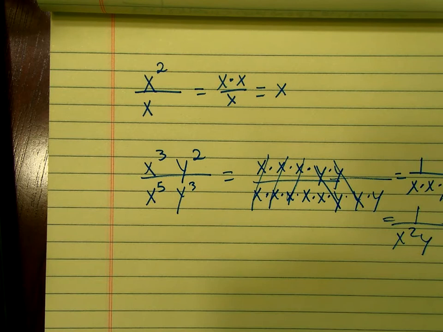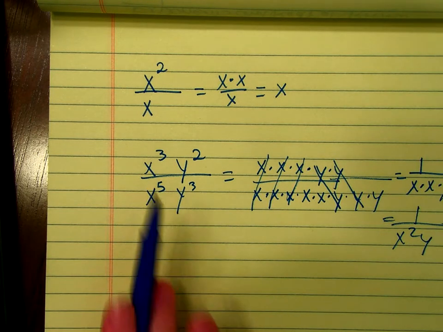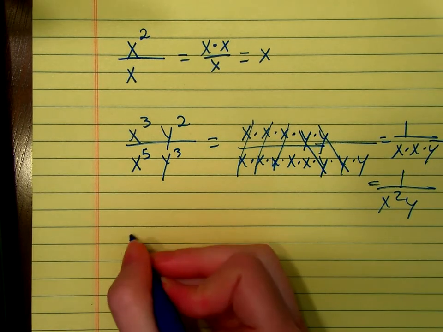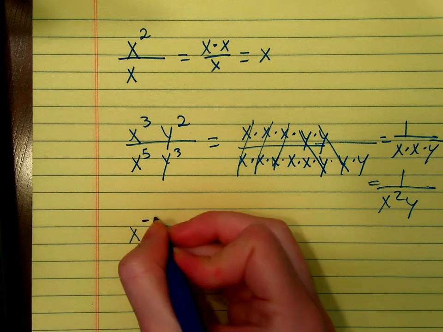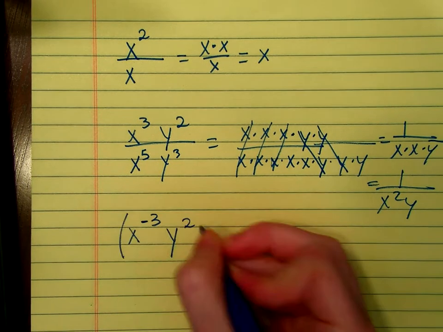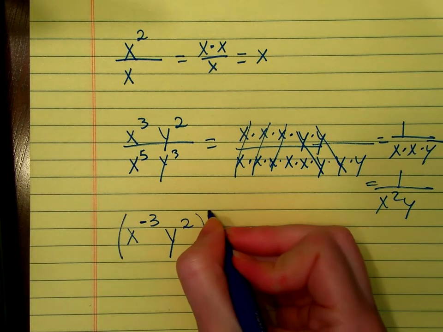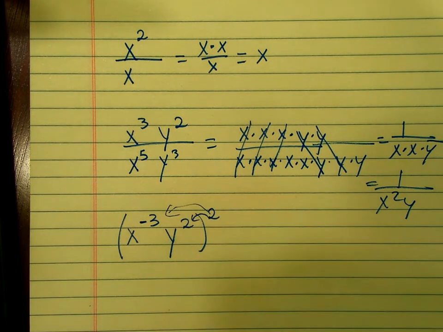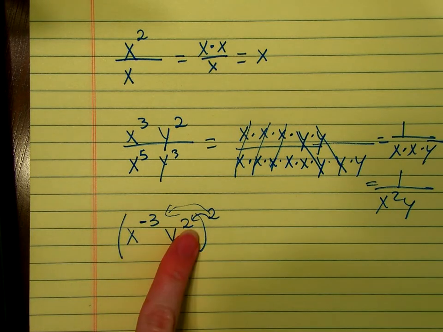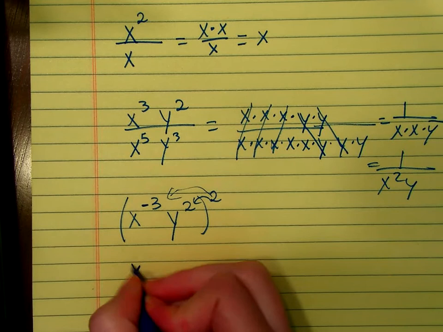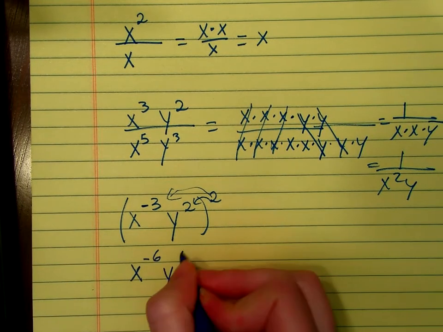So you always want to get it down to where I'm just dealing with positive numbers. Now let's get a little more complicated. Let's say I've got x to the negative 3 times y squared, all taken to the second power. Whenever I've got a power of a power, I distribute that power, and that effectively becomes multiplication because I've got 2 groups of this. Or if that was a 3, I would have 3 groups of this. So that becomes x to the negative 6 times y to the 4th.